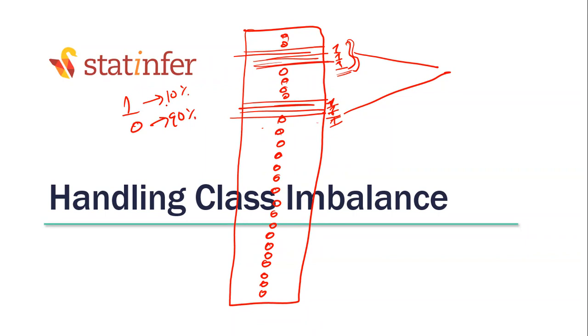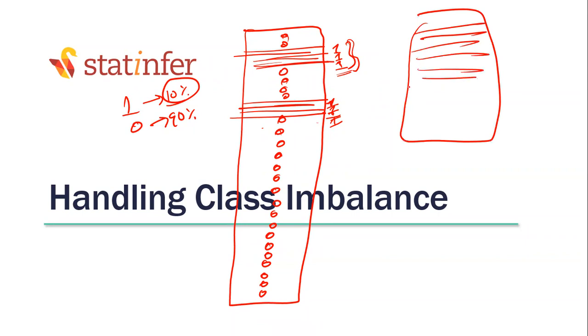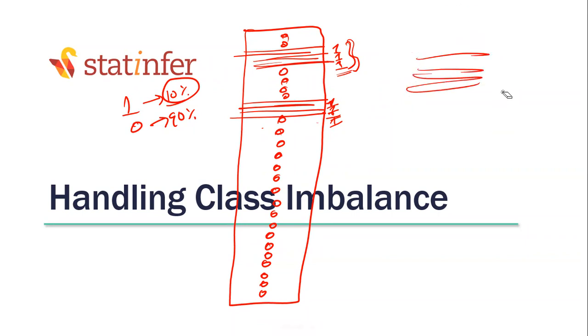You know what you can do? Repeat this 10% with duplication. Repeat it 3-4 times. Let's say I have repeated thrice. Then 30% of the ones will be there. Yes, I know I am duplicating, but that is still fine, because here for me, class 1 is important.